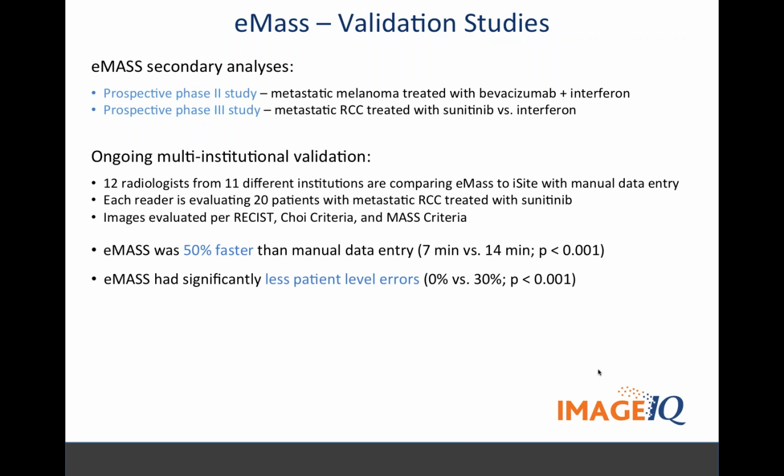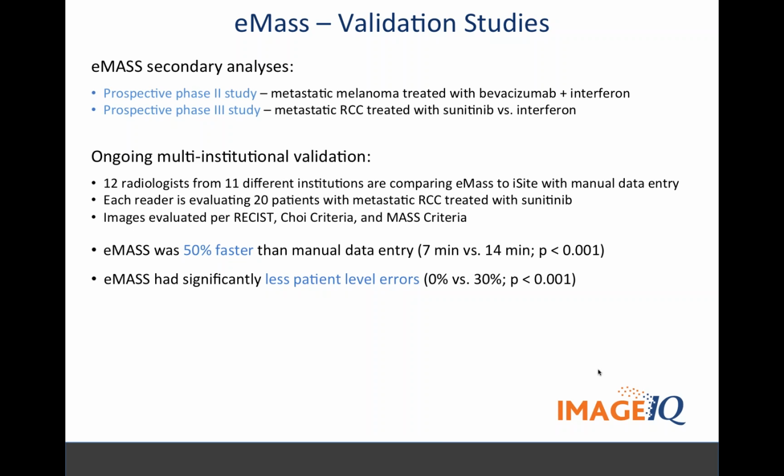So it turns out eMass also had significantly less patient-level errors. This is really surprising. Not that it was better, but how poor manual data entry actually was. There were 0% errors. The errors I'm talking about are too many target lesions, more than 2 in one organ, measurement errors, measurement data transfer errors, calculation errors, categorization errors. You would be surprised, even after training these experts, that those errors pile up when you do this manually.